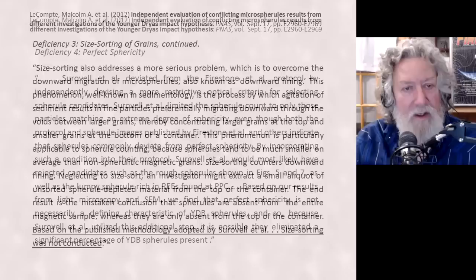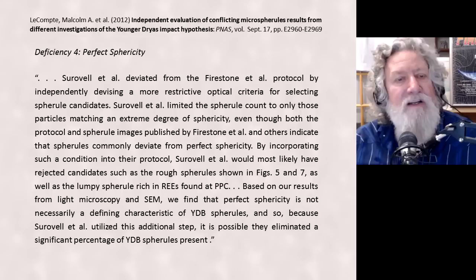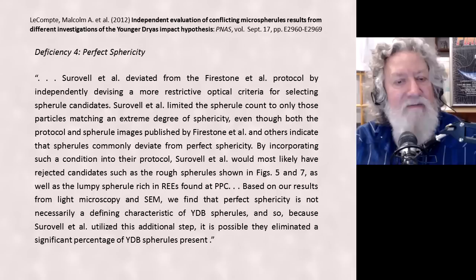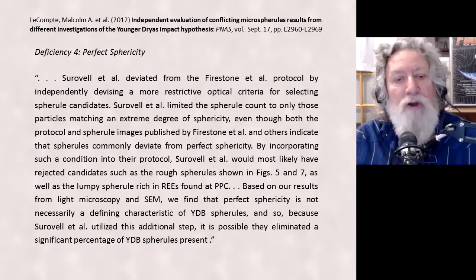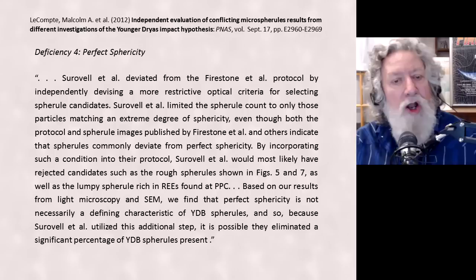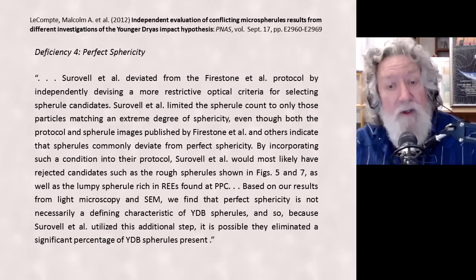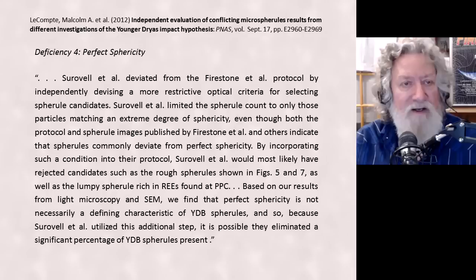Deficiency 4, perfect sphericity. Surovell et al. deviated from the Firestone et al. protocol by independently devising a more restrictive optical criteria for selecting spherule candidates. They limited the spherule count to only those particles matching an extreme degree of sphericity, even though both the protocol and spherule images published by Firestone and others indicate that spherules commonly do deviate from perfect sphericity.